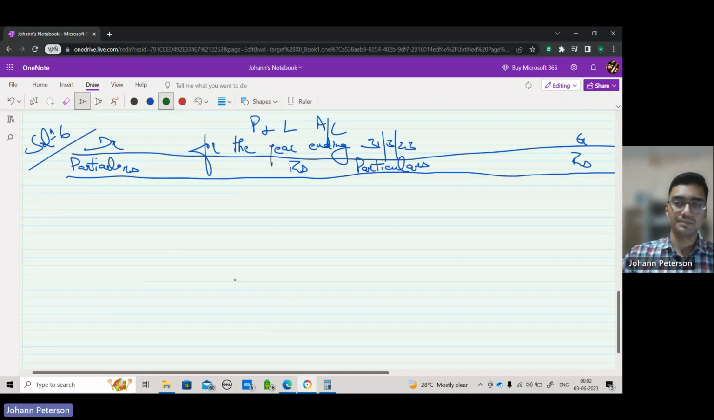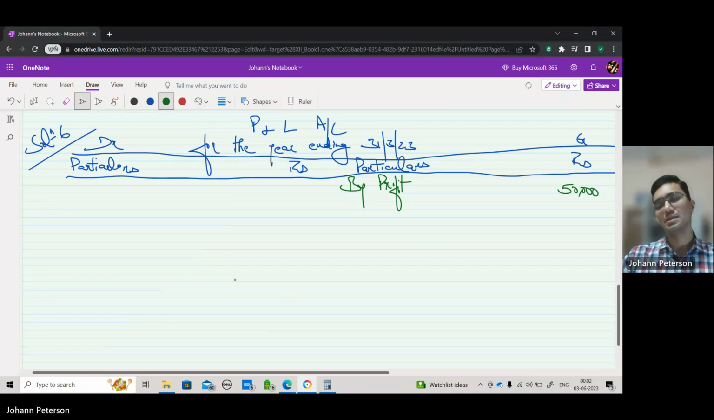So the first item, we've been told the profit for the year ended amounted to 50,000. So when we have a profit given, this profit will be written on the credit side. We will write it as by profit. So we have been given a profit of 50,000. Think of this as a balance which is left in our P&L account. The last balance which is left will either be a profit or loss.